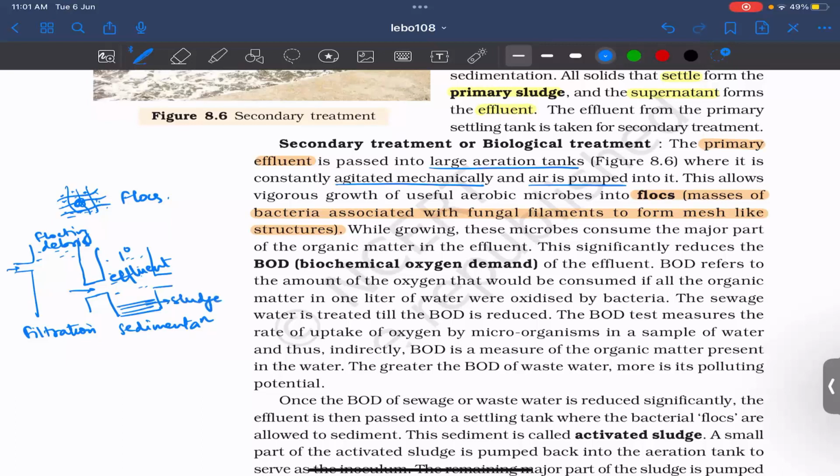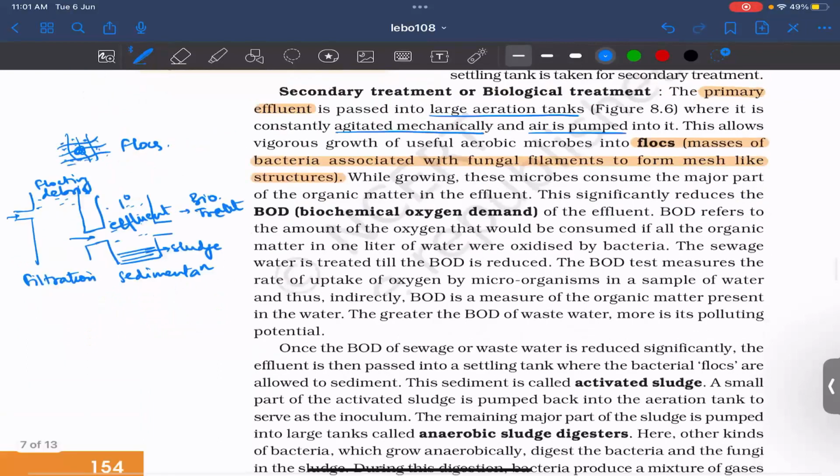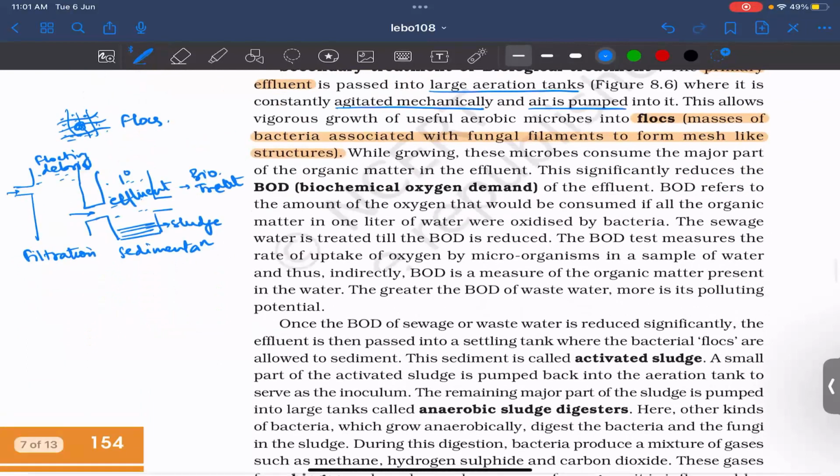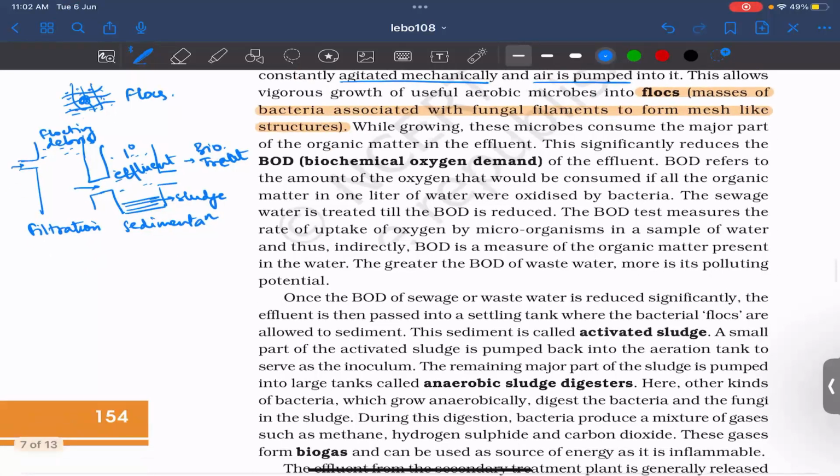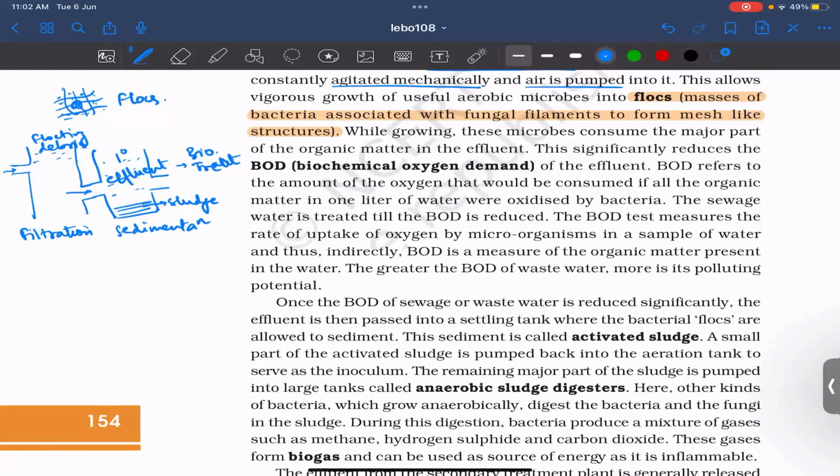So it is then taken for secondary treatment, which is biological treatment. In the biological treatment, air is pumped into it and there are flocs present in it. In the flocs, the microbes consume the major part of the organic matter. They use the organic matter as the substrate and they grow, and this helps in reduction of the organic matter.